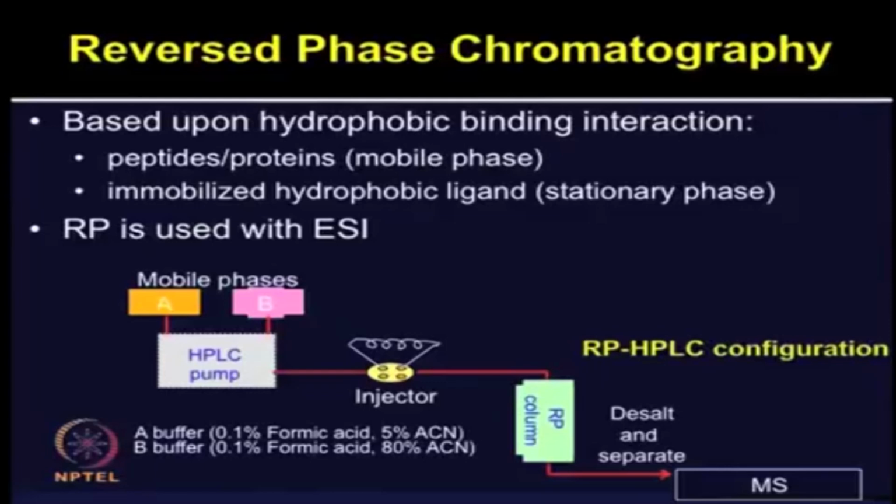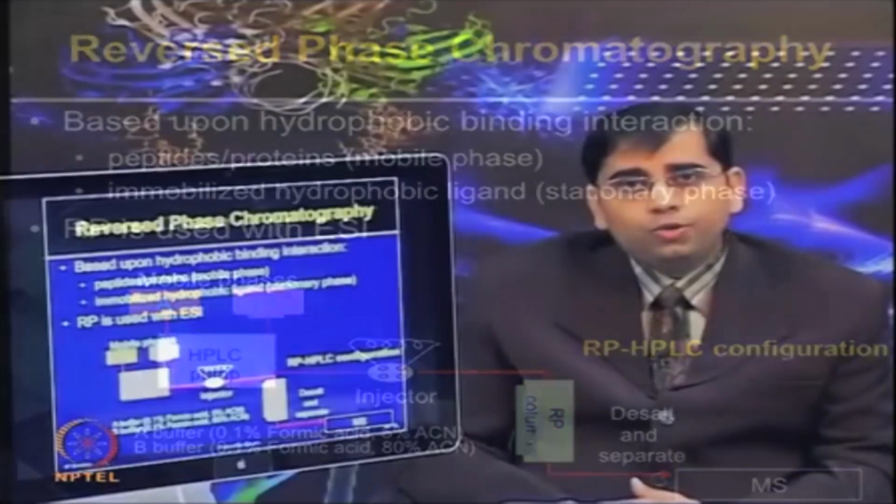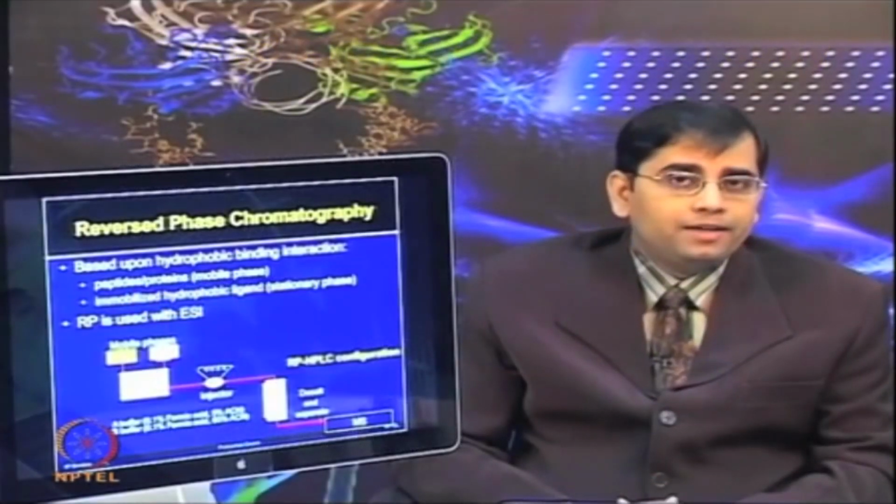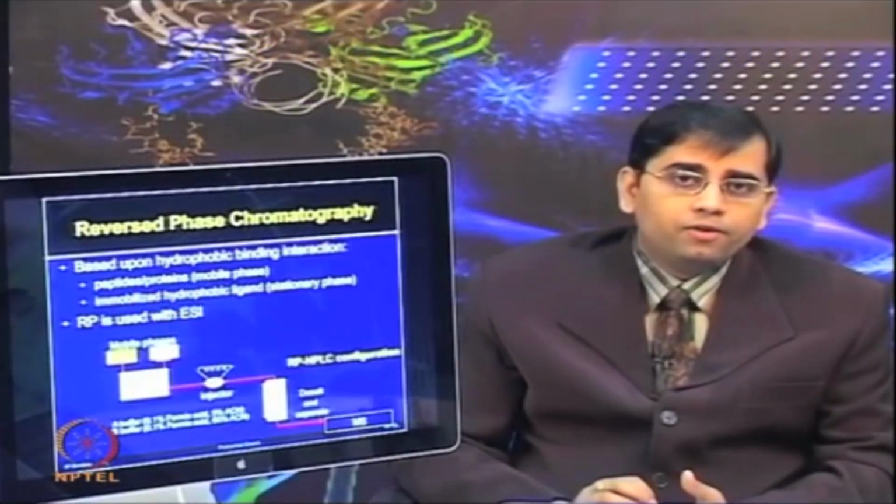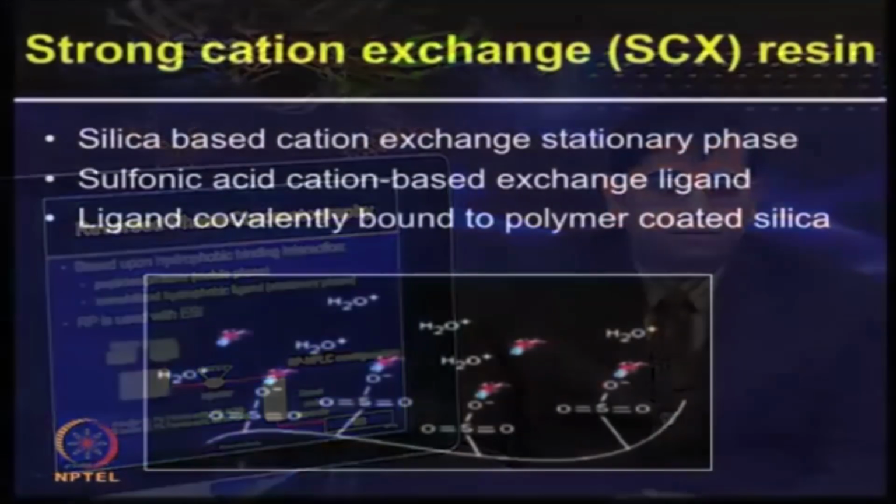modified. Reverse phase chromatography is mostly used with electrospray ionization in mass spec due to the compatibility of its acidic aqueous and polar mobile phase with ESI. It is also used for desalting the peptides before injecting for electrospray ionization.